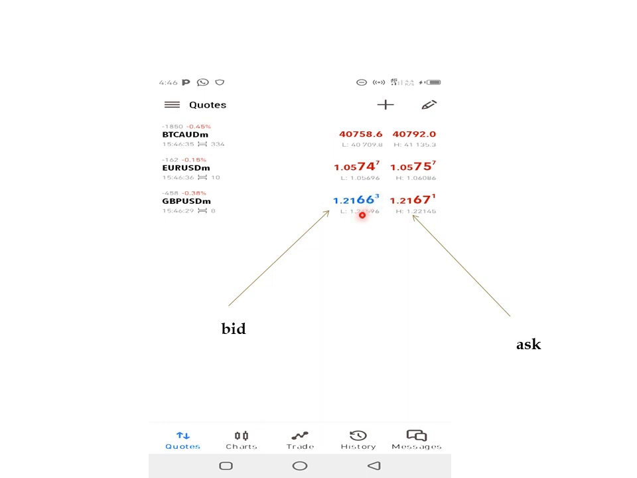So if you subtract this from this, if you subtract the both of them, you are going to get a value. That value is what is known as your spread. That is going to be your transaction cost, your transaction fee. Also here, if you subtract this from this, you're going to get a value, and that value is going to be your spread. So that's just how spreads are calculated.